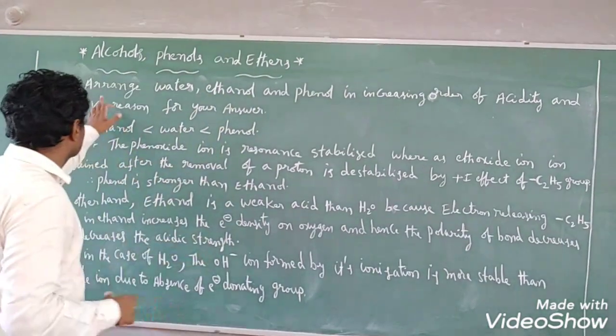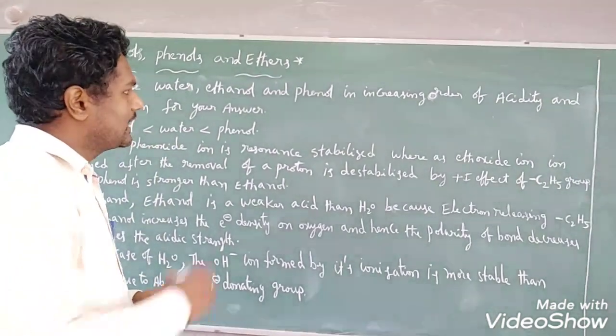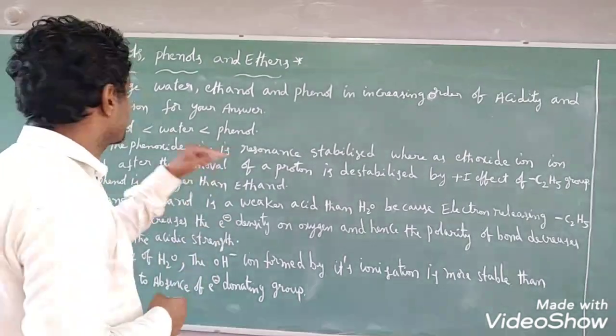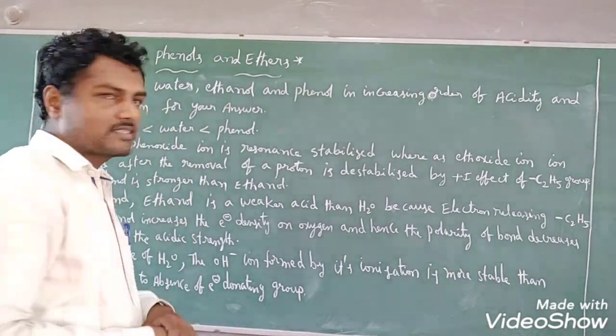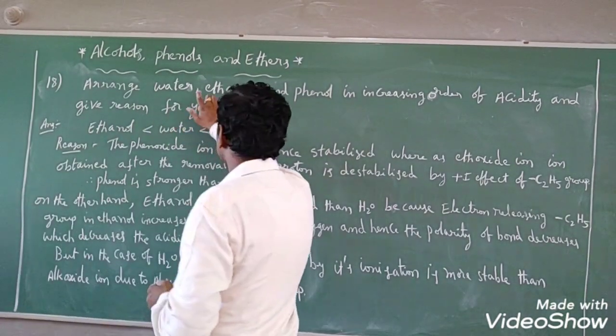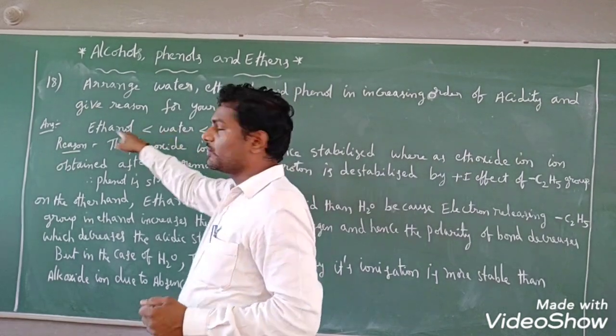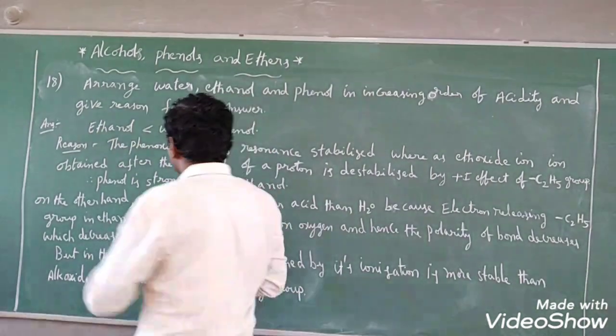Let us see the next question. Arrange water, ethanol and phenol in increasing order of acidity and give reason for your answer. First we will see the answer. Ethanol, water, phenol. Phenol is more acidic than water. Water is more acidic than ethanol. Why? This is the correct order.